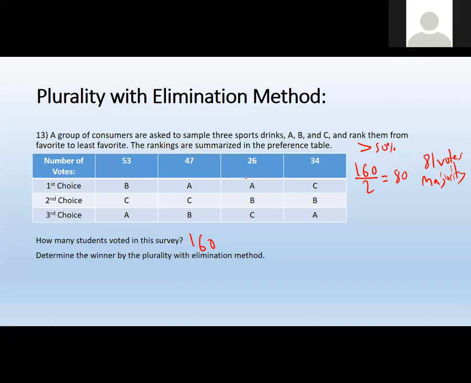73. So A doesn't have a majority. So the question is, what do we do since we don't have any candidate with a majority? Well, what we do is we take the candidate with the fewest first place votes. So who has the fewest first place votes among all these candidates?